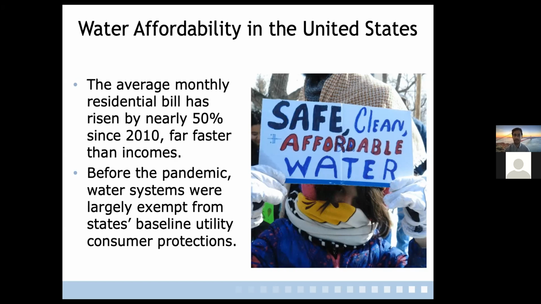To keep up with infrastructure costs, utilities have been scrambling to generate more revenue, and in many places this means significantly higher water rates for households. The average monthly residential bill has risen by nearly 50% since 2010, and this is far faster than incomes have grown. As these rates are rising, water affordability really becomes a core issue for lower income households in all types of regions across the country.